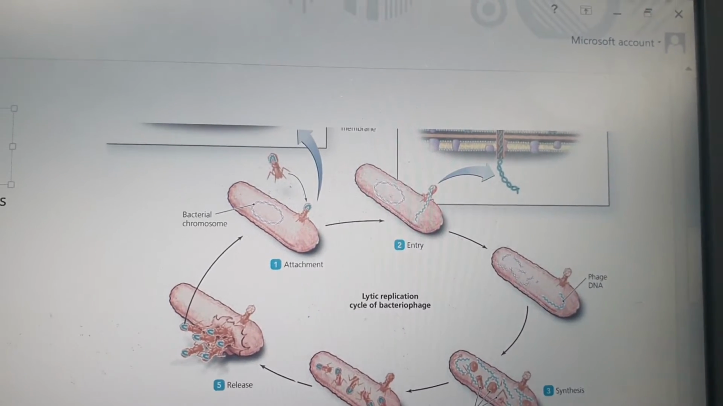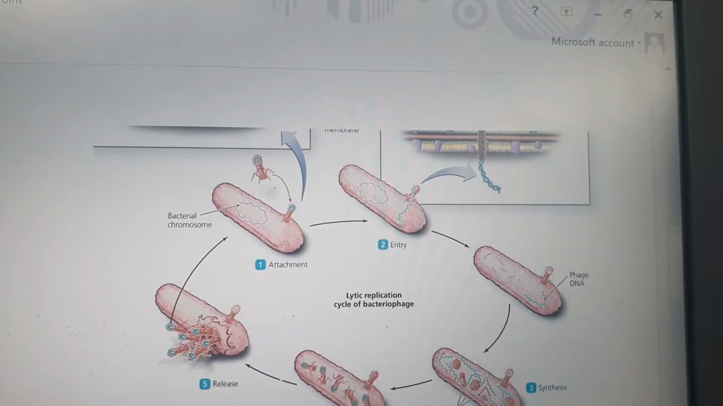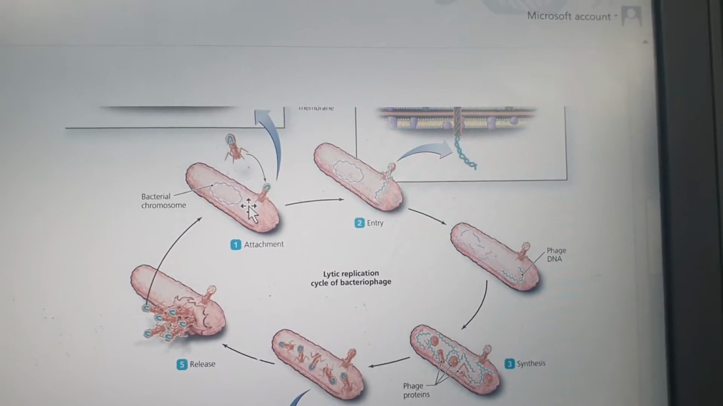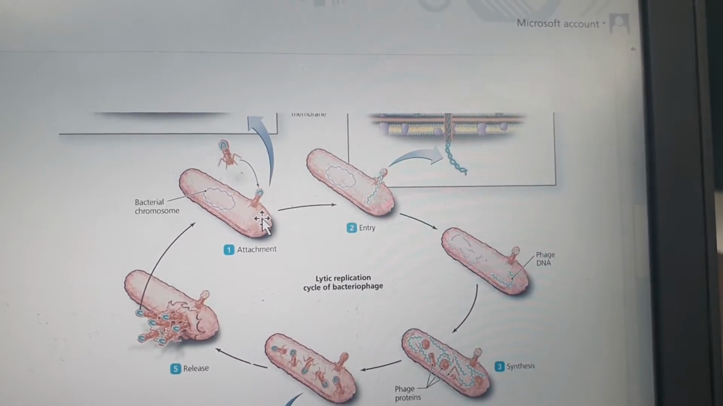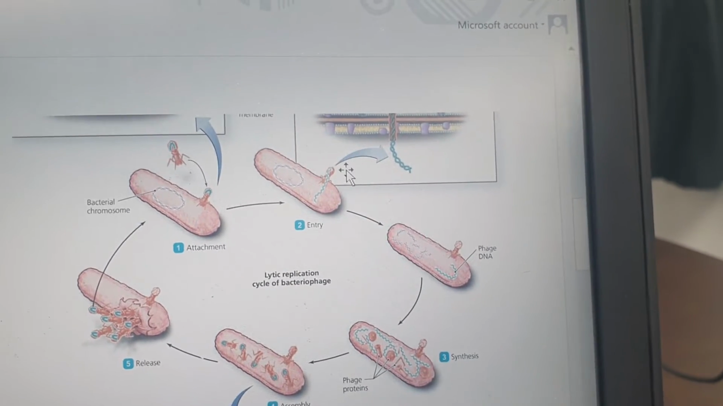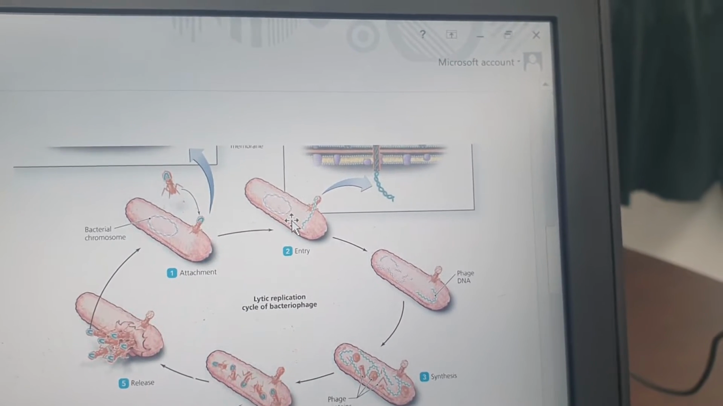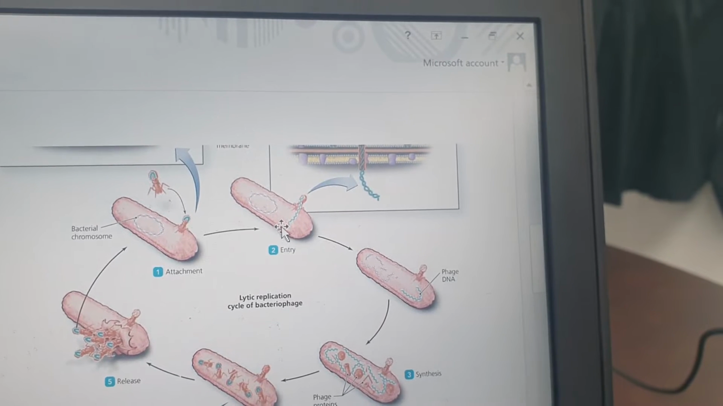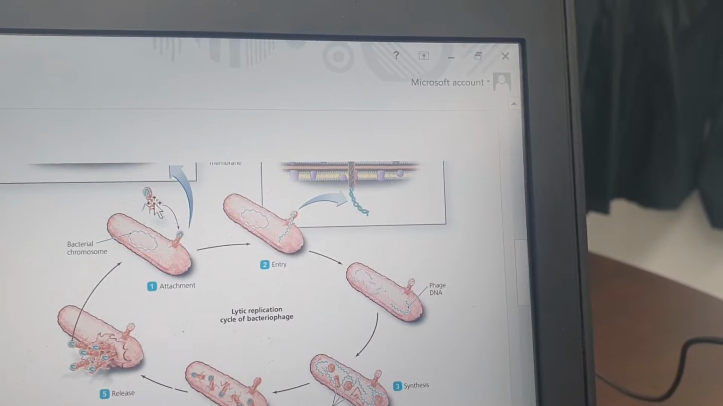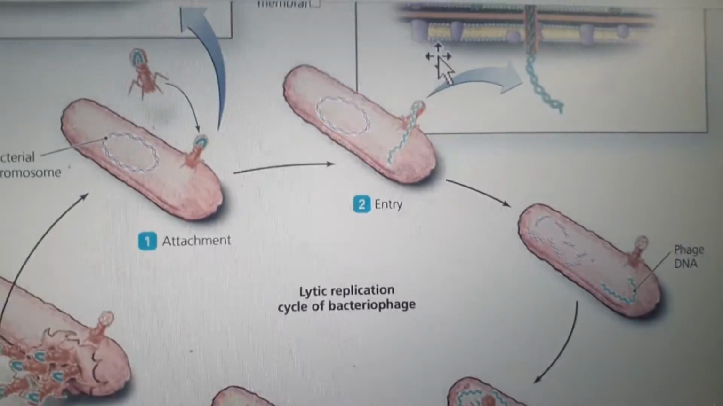So first is attachment. The virus tail fiber attaches to the host, and tail fibers have attachment proteins for their complementary receptor proteins on the host cell. So there are receptor proteins on the host cell, and tail fibers make an attachment to that. After that, they break into the cell wall using lysozyme, and using the sheath, the virus injects its genome into the host cell.